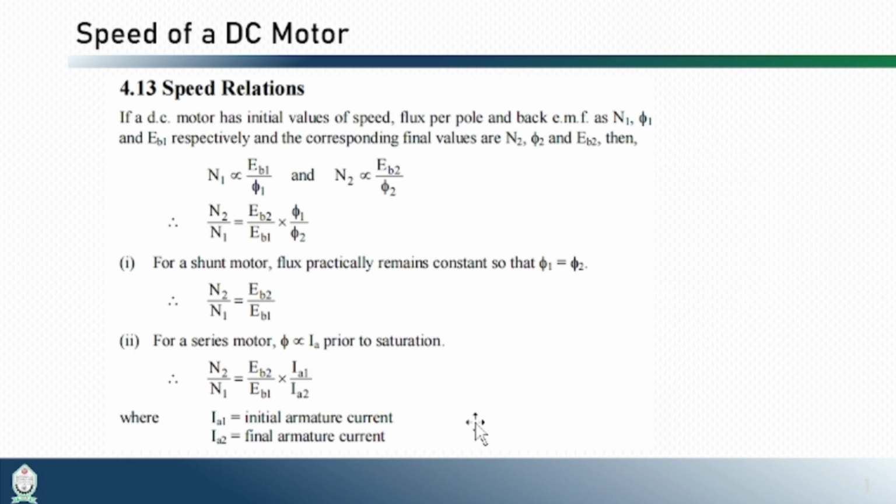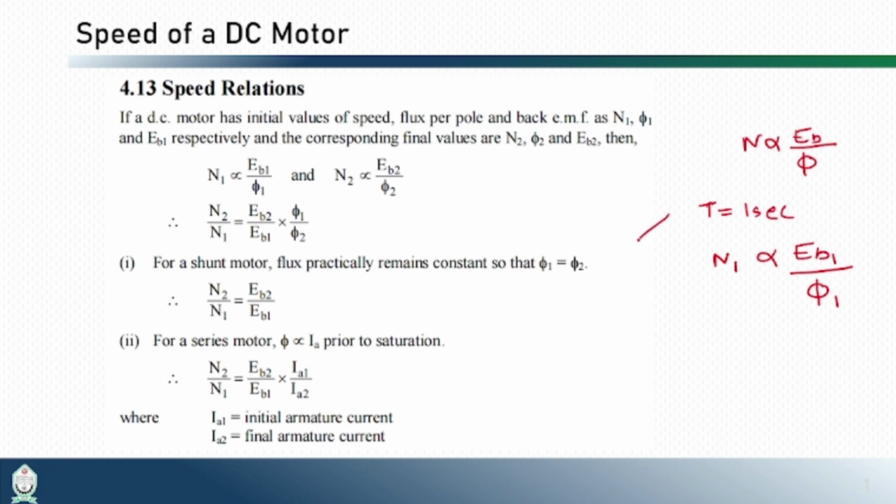Using this, we can establish a few more equations that will lead us to some numerical problems in future. From the equation that we have just learned, speed of motor is proportional to back EMF and inversely proportional to phi. Let's say we are running a motor at state 1, at t equals 1 second, the speed of the motor is N1, and that is proportional to some back EMF, let's say Eb1, and the flux available we state as phi 1.